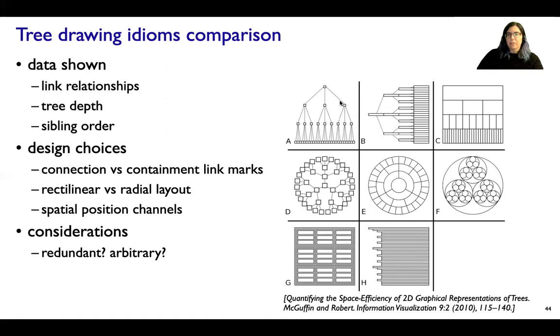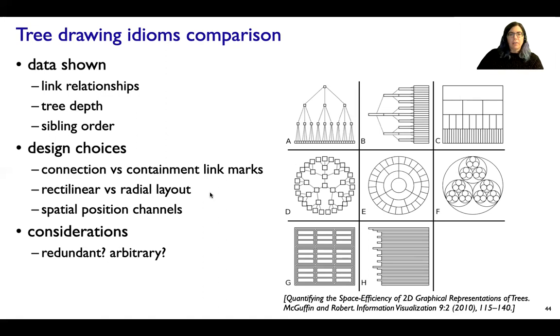What we're seeing in this tree is that we're able to see the parent-child relationship redundantly. It's both shown with a connection mark and it's shown with spatial position. Whereas with the icicle plot, we don't have that connection mark. All we have is spatial position. So we're not using multiple channels redundantly here.